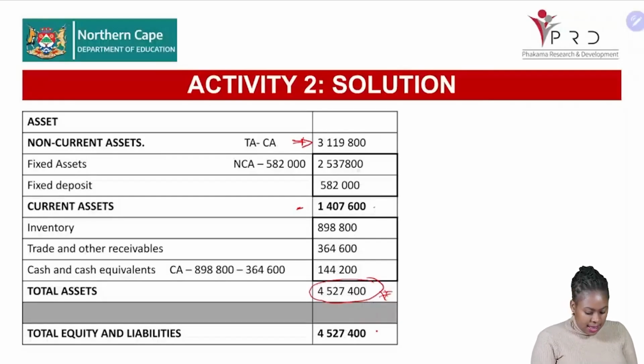All right. And then the examiner gave you your fixed deposit there. Then it will be easy for us to calculate our fixed assets. So then we are going to say our non-current assets given to us or calculated to us as 3,119,800. Subtract our fixed deposit, right? And then it will give us this amount.